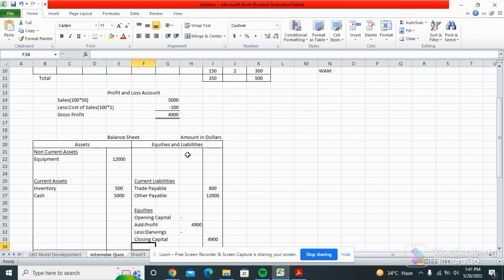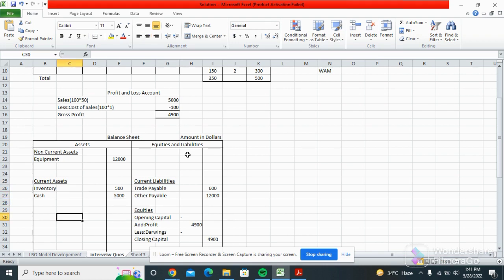So if we talk about the balance sheet balances, there are some assumptions that I have made. The first thing is we have purchased equipment of $12,000. I assume that this $12,000 of equipment is purchased on credit. So equipment is $12,000 in non-current assets, and we have a payable related to this equipment of $12,000 in the current liability section of the balance sheet.